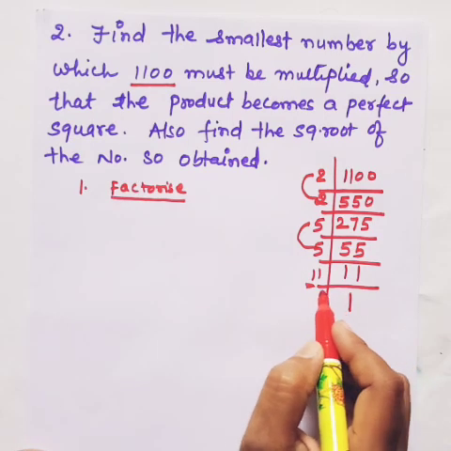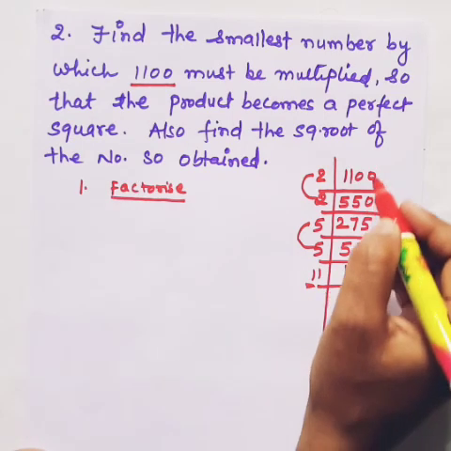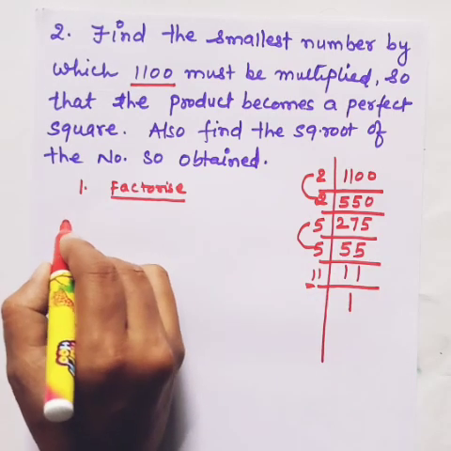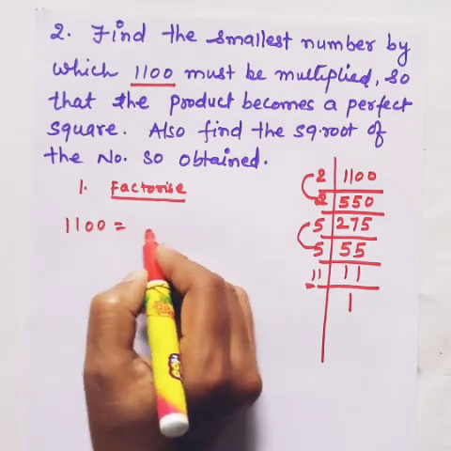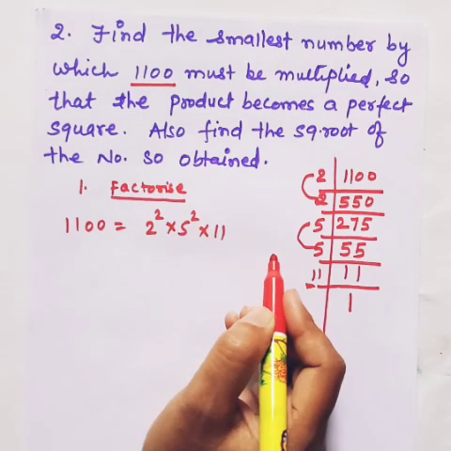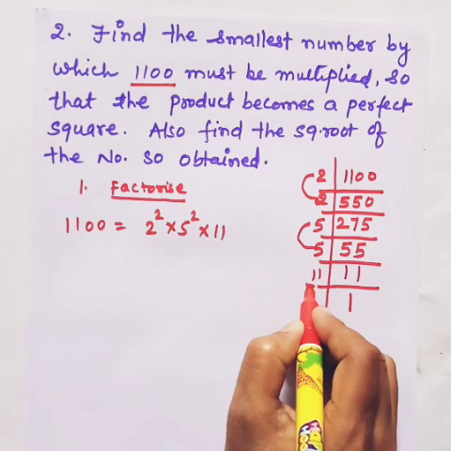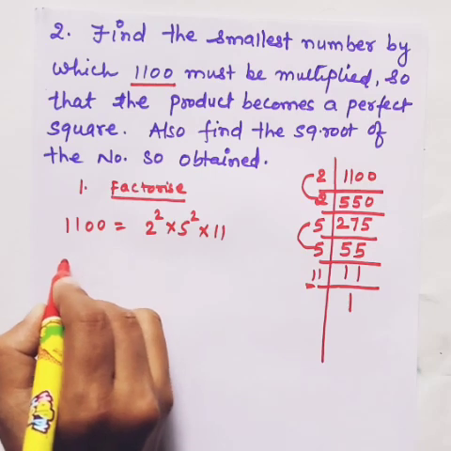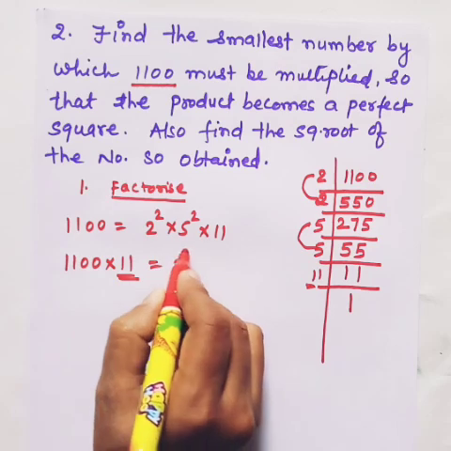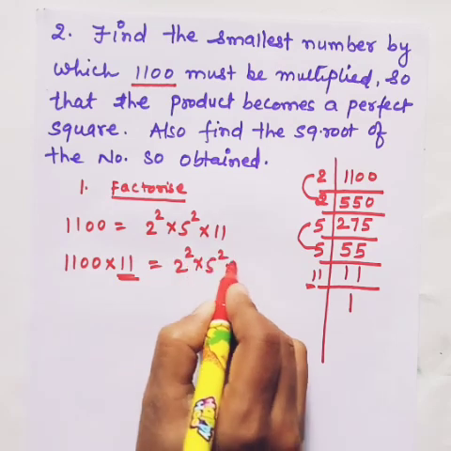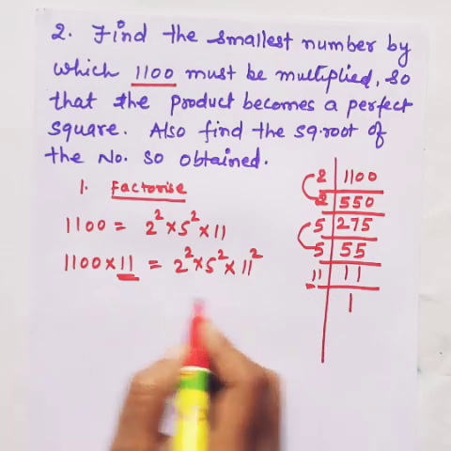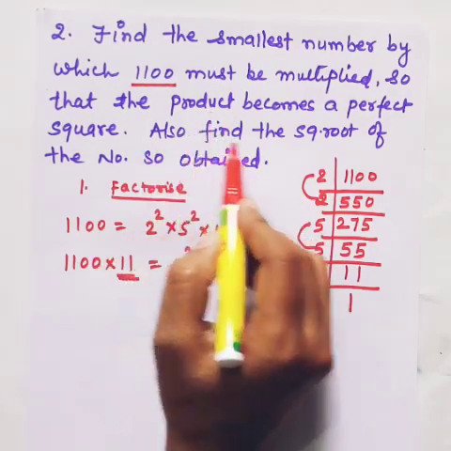That means 11 is that smallest number by which 1100 must be multiplied to make it a perfect square. So how shall we write? First of all, 1100 is equal to 2 square into 5 square into 11. This is how we will write. Now when you multiply 11 on both sides, 1100 multiplied by 11 will give you 2 square into 5 square into 11 into 11, that is 11 square.